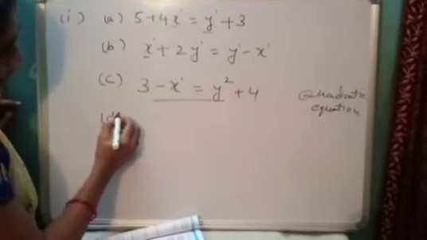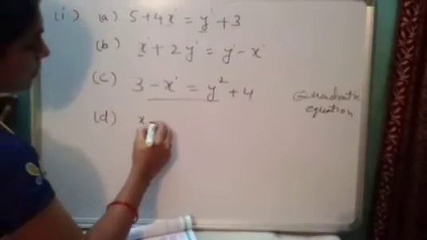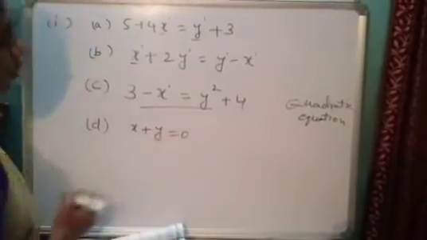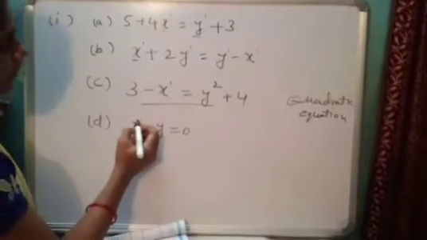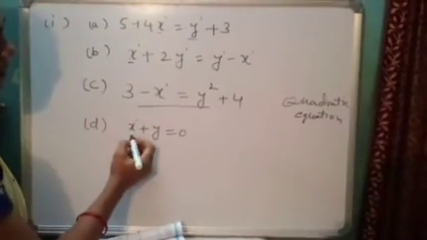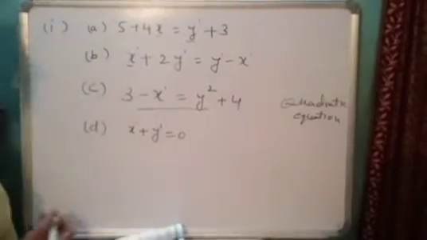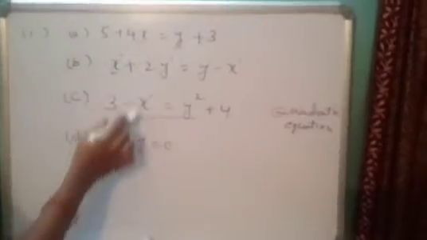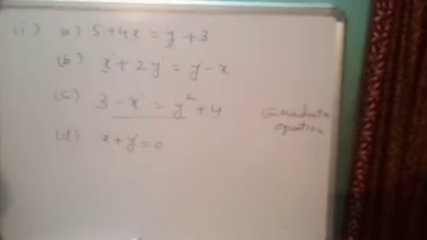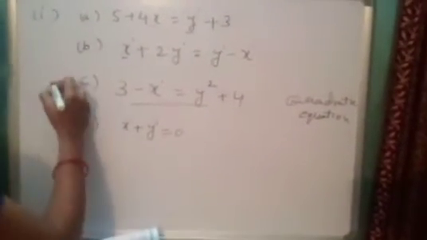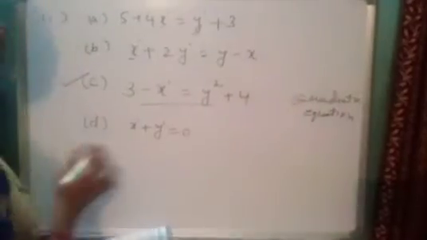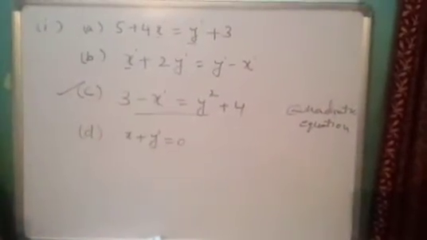And next, D. x plus y equal to 0. In this equation, x power 1. This is, x's degree is 1 and y's degree is also 1. This is a linear equation. In these four equations, which one is not a linear equation? That is C. C is a quadratic equation. It is not a linear equation.